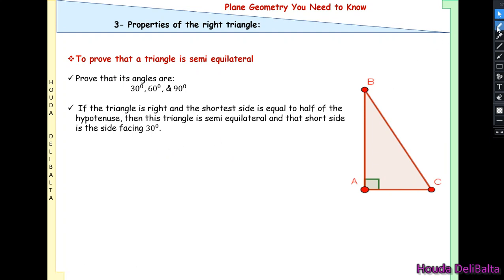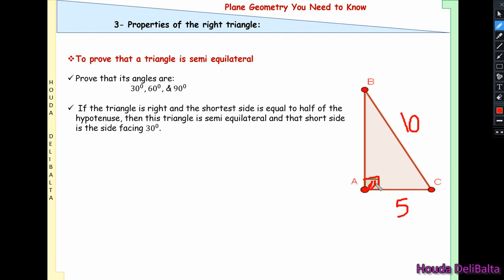Let's give a numerical example. For example, if you have a right triangle, surely it must be right, as you see here. Suppose that the shortest side here, AC, is, for example, 5, and that BC is 10. You don't know anything about the angle, so you are not going to prove it a semi-equilateral using that idea. There is another idea to prove a semi-equilateral here. So we are not going to use angles. We are going to use the sides.